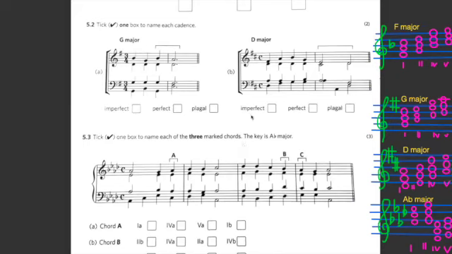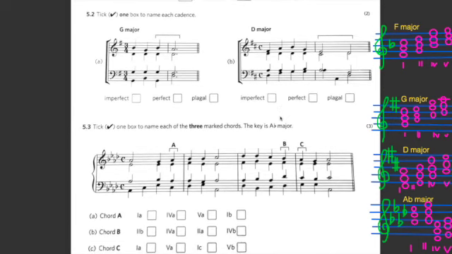I'm going to continue now into the next questions. Question 5.2, cadences. For this question, you just need to know your cadences very well. So chords 5 to 1 is perfect, chords 4 going to 1, plagal, and then everything else, 1 to 5, 2 to 5, and 4 to 5 are all imperfect cadences.